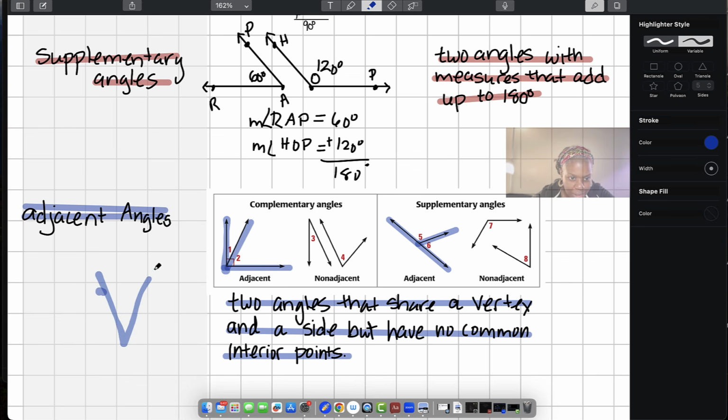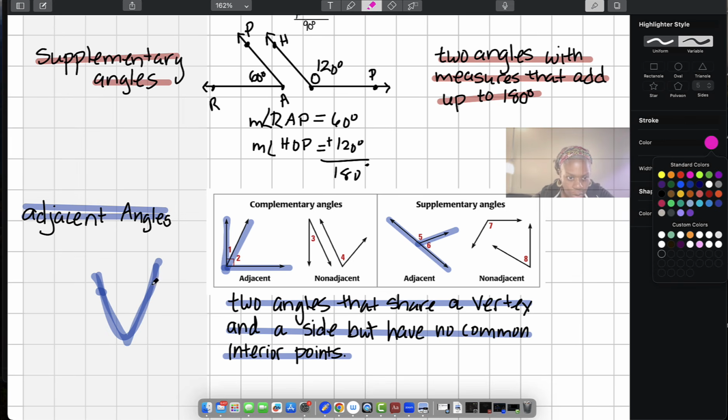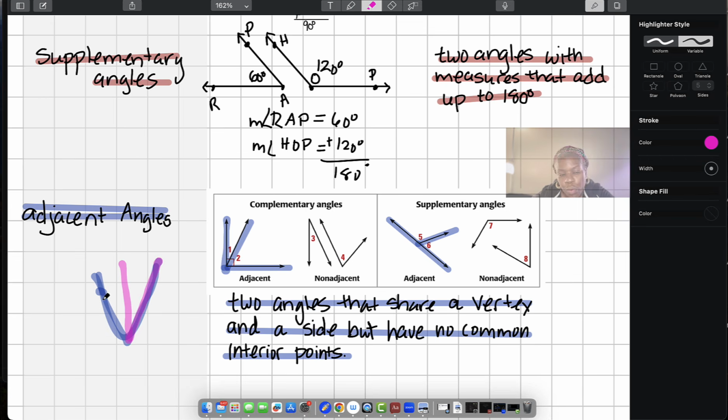So if I were to make this angle here, and then make this other angle, let me use a different color, make this angle right here, these two angles are not considered adjacent because they share interior points. Like this point is inside the purple angle and the pink one. So when we have adjacent angles, they're going to be kind of side by side. That's what they're referring to there.